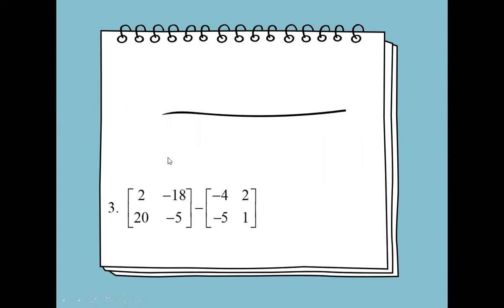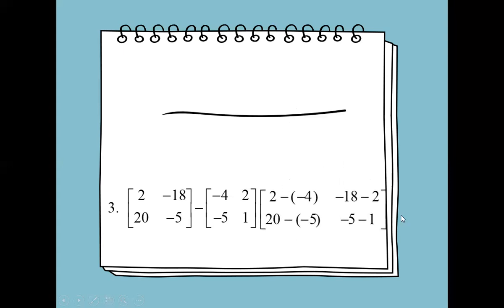Here's another example of subtraction. 2 minus minus 4, minus with minus will be equals to plus. So here's 2 plus 4, minus 18 minus 2, 20 minus negative 5. We have here the same sign, so equals to plus. Negative 5 minus 1.